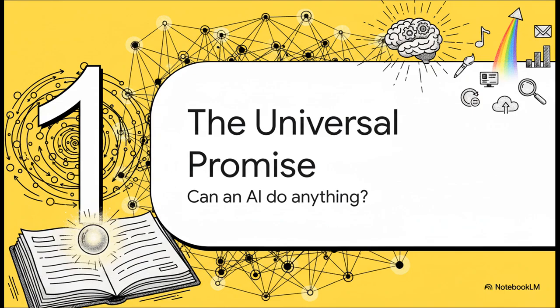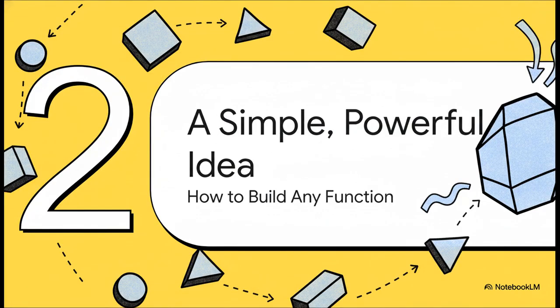Okay, part one, the universal promise. The core idea here is, well, it's almost magical. It suggests that even a really, really simple neural network has, in theory, the power to learn and map out pretty much any relationship you could find in a set of data. Anything. So how on earth is that even possible? How can such a simple structure be so incredibly powerful?